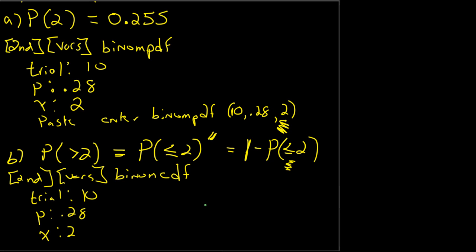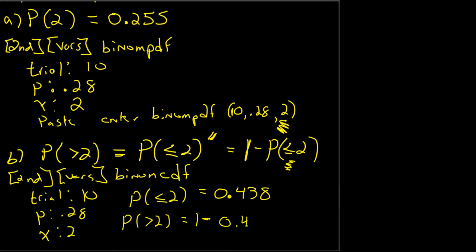And so we'll put in 10, 0.28, 2, and we'll hit enter and paste. And this returns that everything up to and including 2 is equal to 0.438. But I didn't want the 0.438, I wanted the complement of that. So for P greater than 2, I take 1 minus 0.438, and I get 0.562. And I have my probability of everything greater than 2.